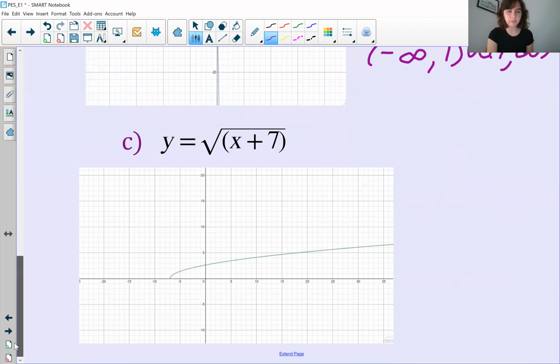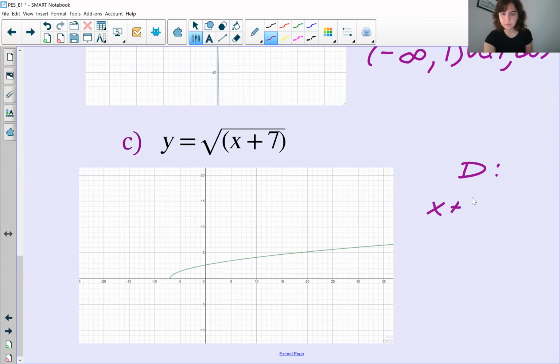This is our final example. And so I am actually just going to set this up, but starting with domain, going a little faster here. What's going to give us a valid output? We have to look for problem areas. And our problem area is going to be right under the square root because we can't take the square root of a negative number.